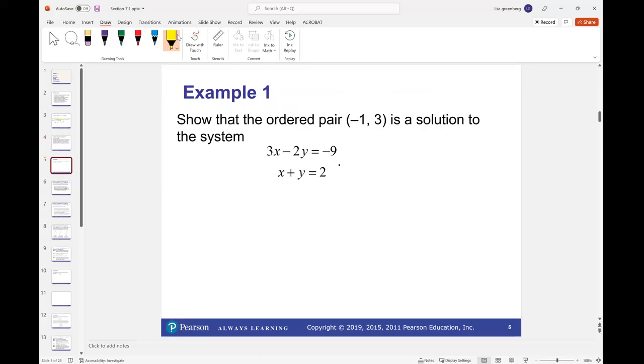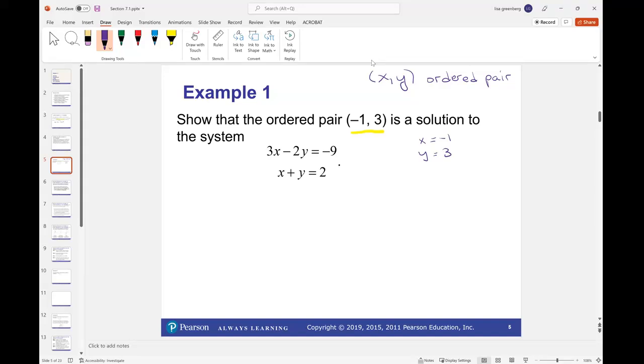Okay, so first thing we want to do is we want to be able to verify. So it says show that the ordered pair -1, 3 is a solution to the system. Well, remember, if it's an ordered pair, it's always x comma y, right? So here, for this one, basically I'm saying x equals -1 and y equals 3. So we just plug it in and see if it works.